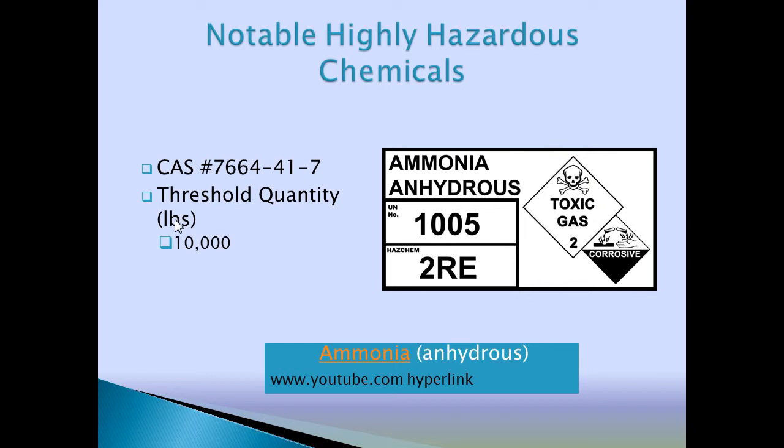Here's anhydrous ammonia. The quantity is 10,000 pounds. So if you have 10,000 pounds, that's your threshold. That's your anhydrous ammonia threshold.